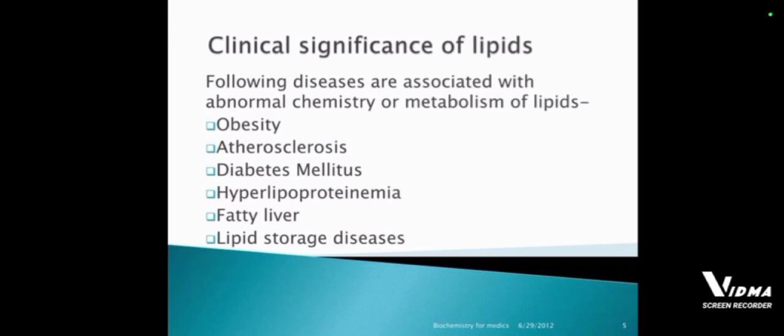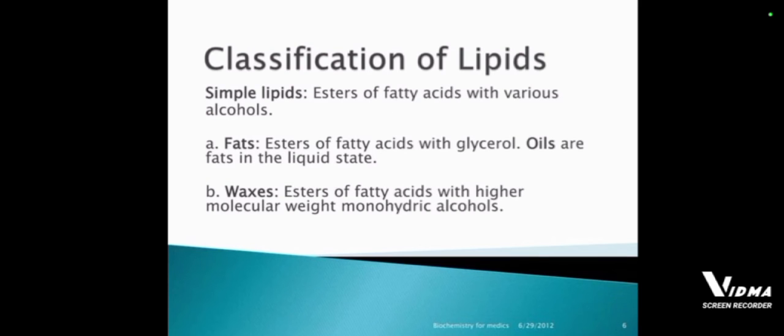So, clinical significance of lipids. The following diseases are associated with abnormal chemistry or metabolism of lipids: obesity, atherosclerosis, diabetes mellitus, hyperlipidemia, fatty liver, lipid storage disease.